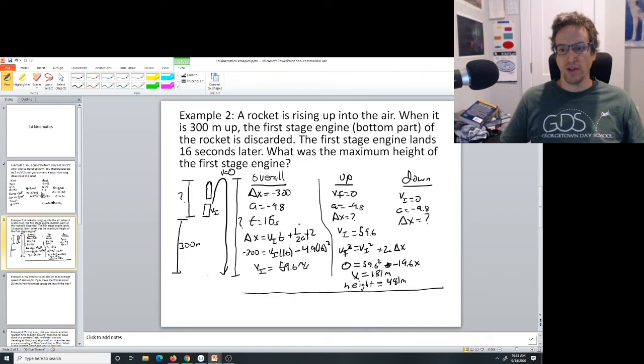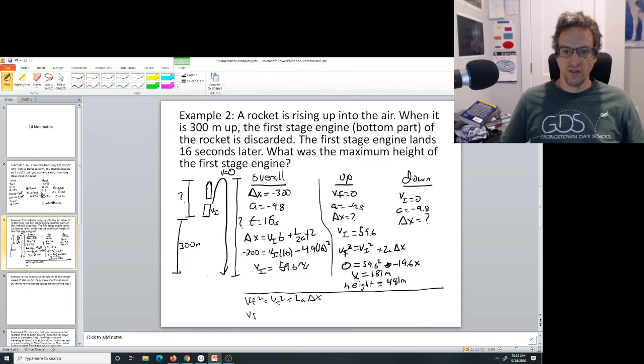Easiest is probably just to do the downward part. Actually, there's probably a bunch of different easy ways to do it. Let's do the downward part. Okay, so we've got. No, let's do overall. I take it back. We'll do overall. So v final squared was v initial squared plus 2a change in x, right?